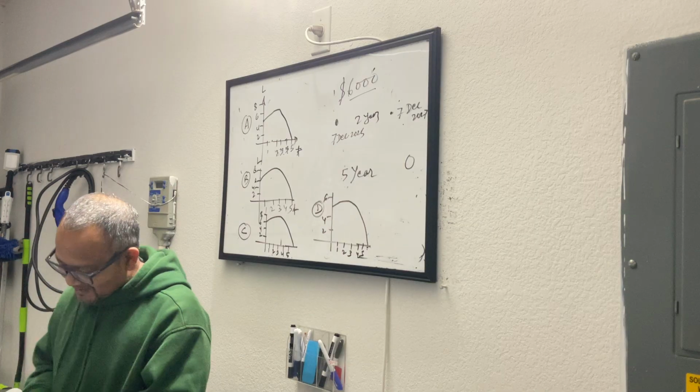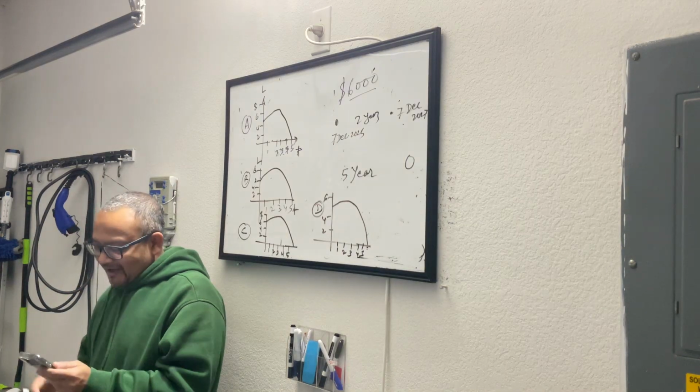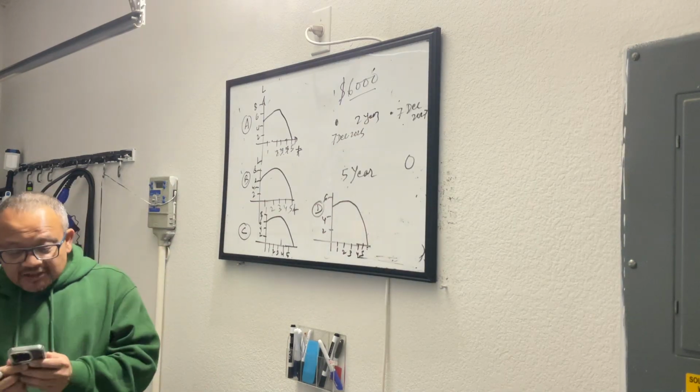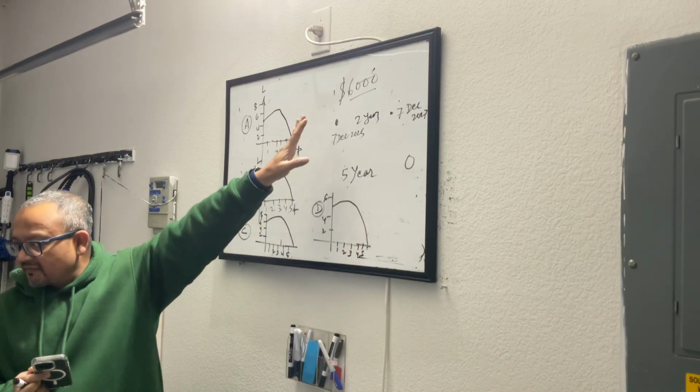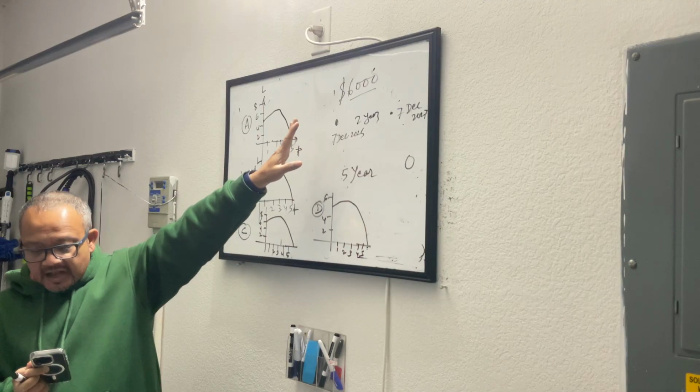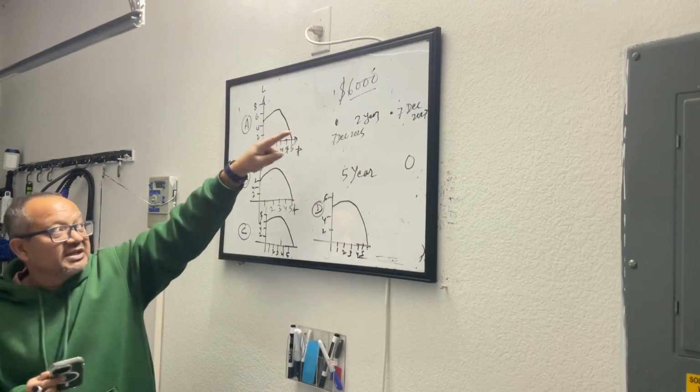Datta is thinking, where did I get trapped? Okay, the question says, the loan is paid back with increasing payments. The loan is paid back with increasing payments. The balance of the loan upon purchase is $6,000.